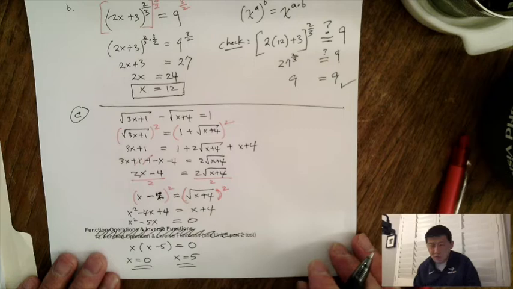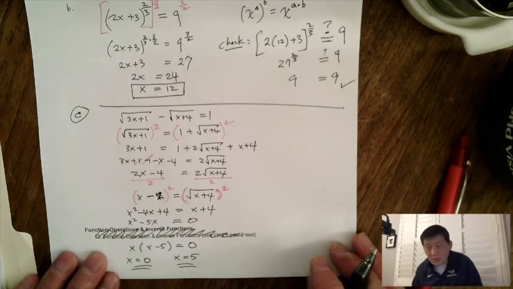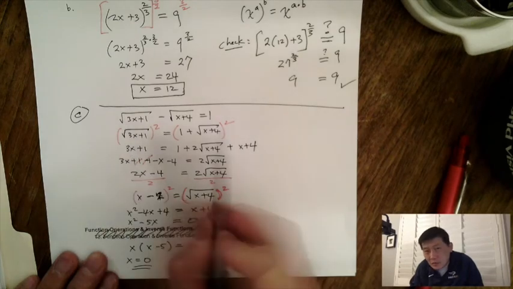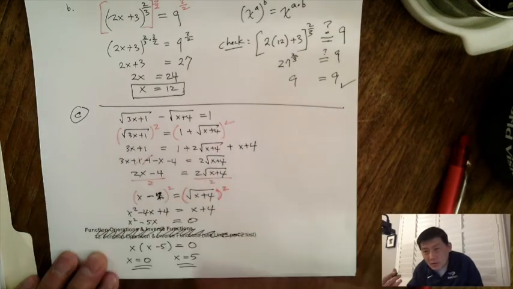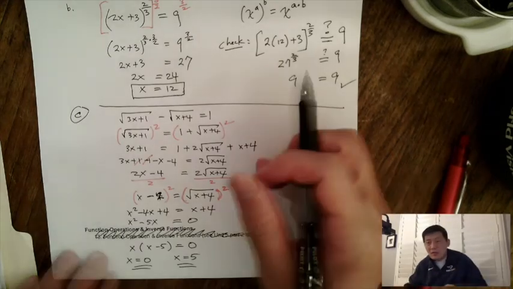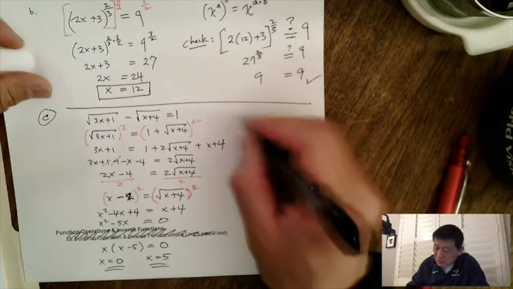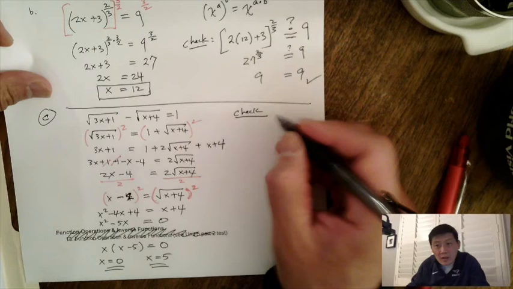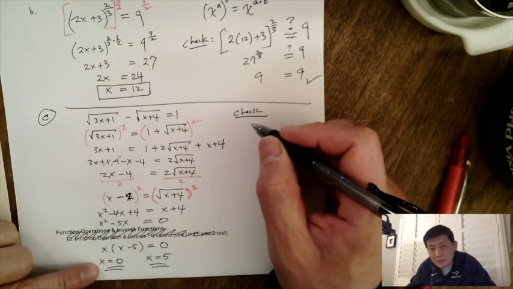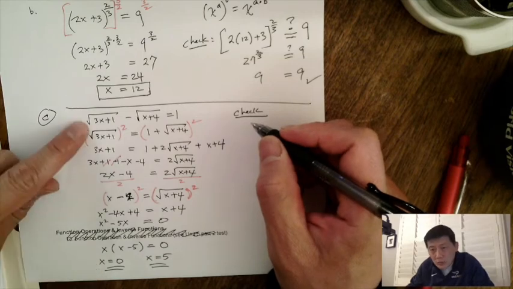But I must check my answers, because oftentimes when I square, when I initially have a radical equation, squaring naturally introduces extraneous solutions. When you square both sides of the equation, you fundamentally change the nature of the equation. So you have to go back and check. And checking means you take the solution you found and put it back into the original equation.